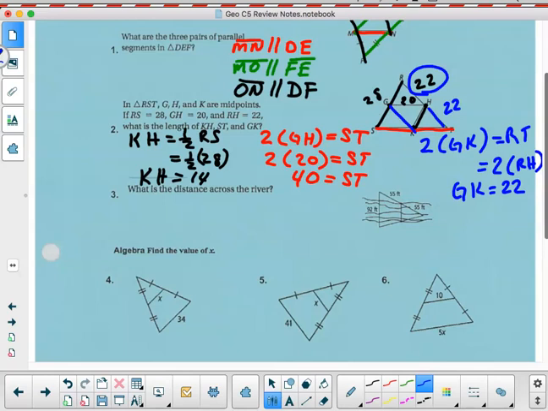Now, what's the distance across the river? I've got this mid-segment triangle set up, and I know it because this is 55 and this is 55. And they've got this as 92. So if 2 times my distance across the river, which I'll call x, is equal to 92, I can divide by 2 and find that x is 46. So it's 46, and I'm assuming feet, so 46 feet across the river.